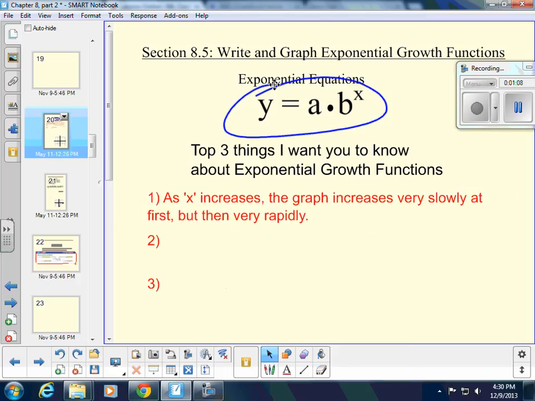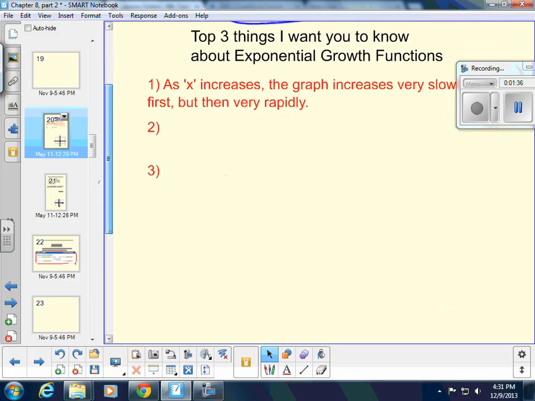That is one of the top 3 things I want you to know about exponential growth functions. There are many important things to know about them, but I'm just going to list it down to a top 3. If nothing else, if you've picked up on these 3, or at least remember these 3 to start off, that's a good beginning for your knowledge about exponential growth equations. As x increases, the graph increases very slowly at first, but then very rapidly.